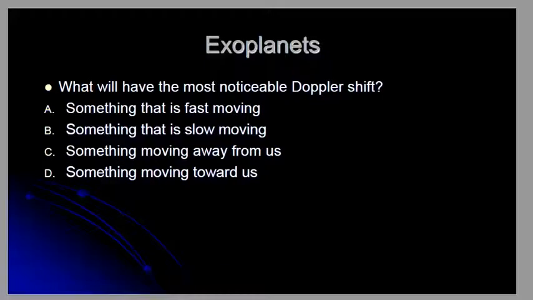Now for the last segment in our introduction to the solar system, and this is about exoplanets. If our solar system formed and we have planets around our star and the model of how that happened is correct, then there are going to be planets around other stars.